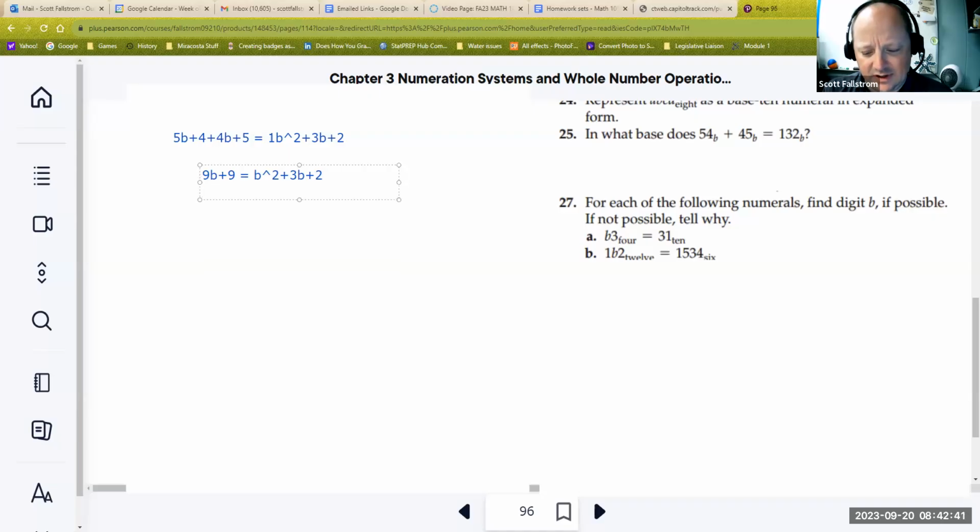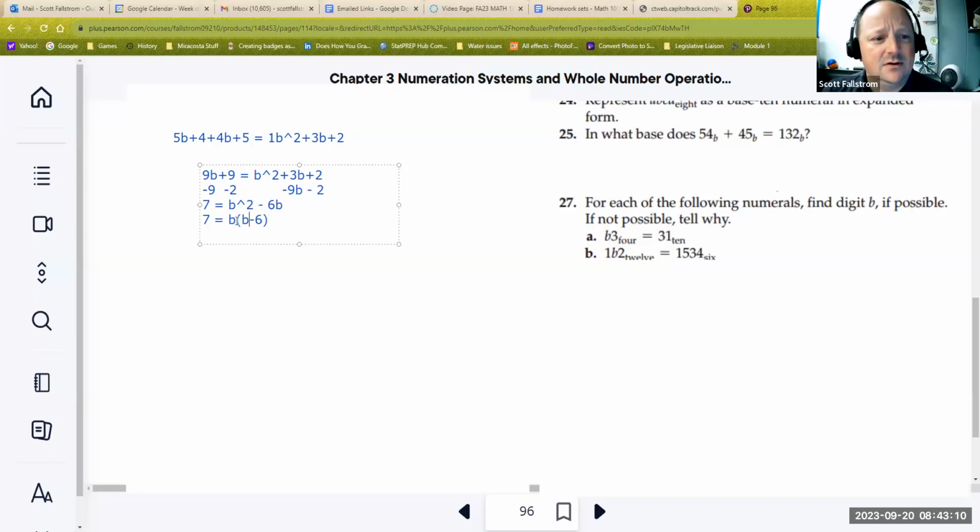If I subtract 9B from both sides, that's going to leave me with, let's get rid of the 2 as well. So let's bring the 2 to the other side. Let's do a minus 2 and a minus 2. That leaves me with a 7 on this side equal to B squared minus 6B. And then you can just factor the right-hand side. 7 is equal to B times B minus 6.